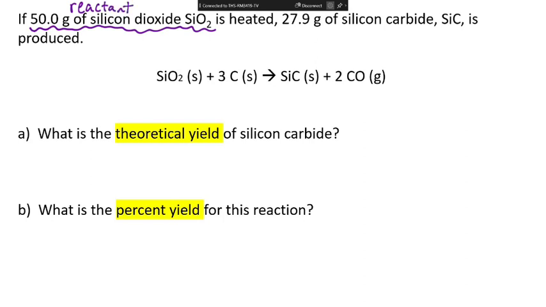That means I'm not going to use 50 grams itself in the percent yield equation. 50 grams of silicon dioxide is neither an actual yield nor a theoretical yield. It's an amount of a reactant.